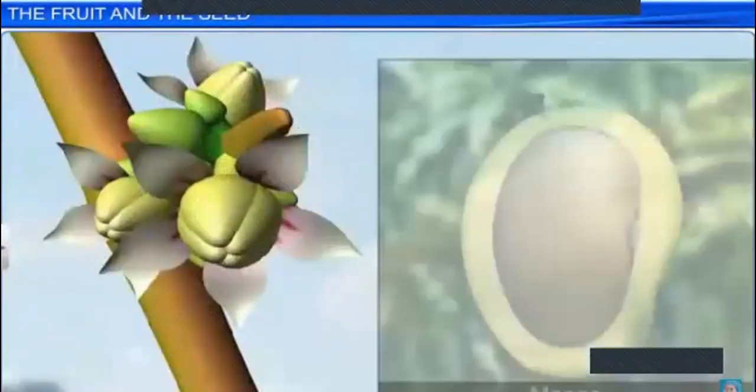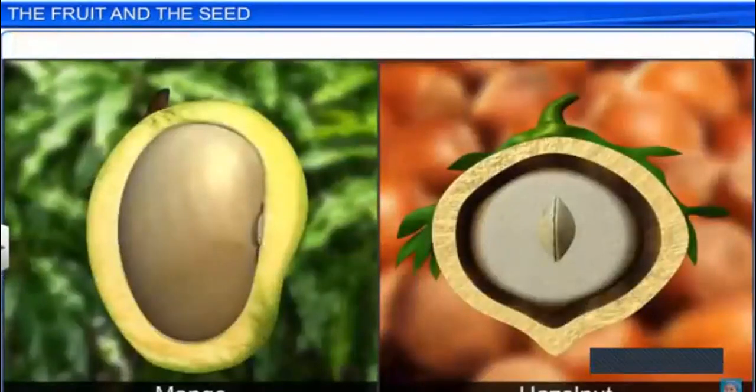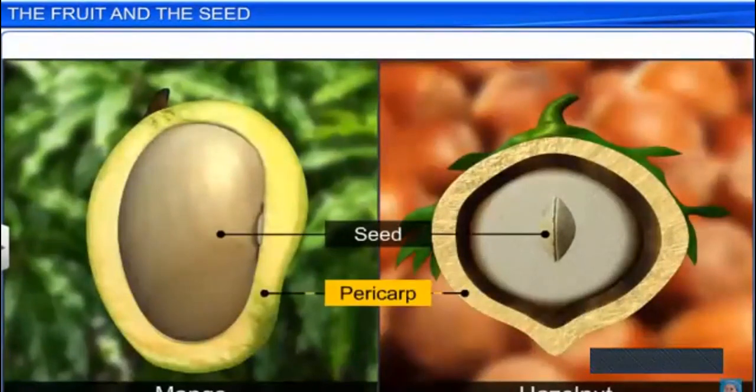Once fertilization takes place in a flower, the ovary ripens to form the fruit and the ovules form the seeds. Typically, a fruit is made up of two parts: the pericarp and the seed. The pericarp is the fruit wall, and it can be thick and fleshy as in mango, or dry as in hazelnut.